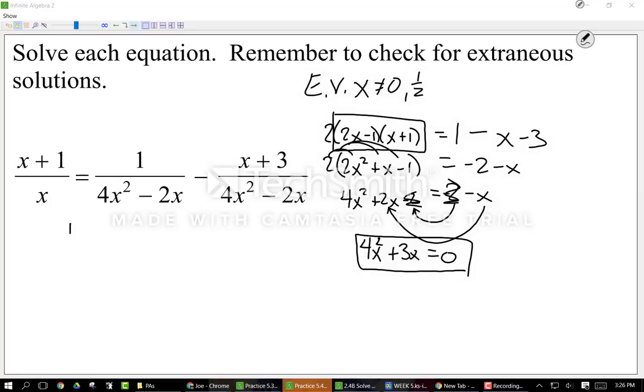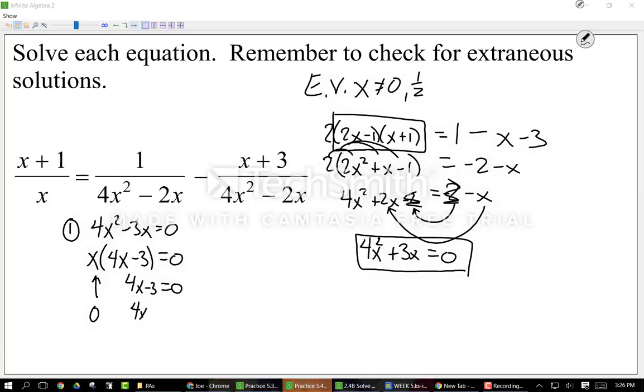So the first way, I take the 4x squared plus 3x equals 0. Can I factor? Yes. Take out an x. I get x times 4x plus 3 equals 0. This x we know is going to be 0. And then the 4x plus 3, I set equal to 0. I subtract the 3 from both sides and divide by 4. X equals negative 3/4. So I have 2 values. I know my answers are going to be 0 and negative 3/4.